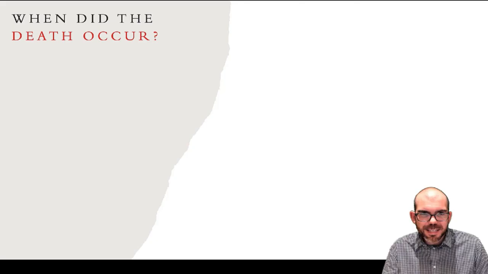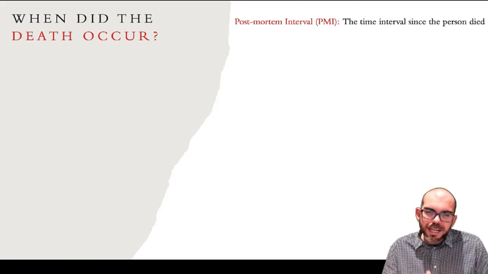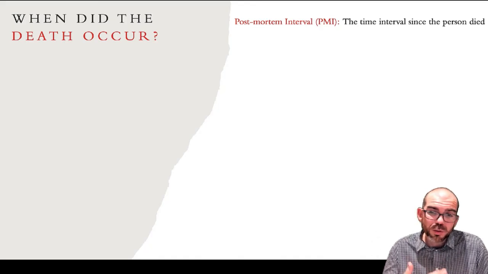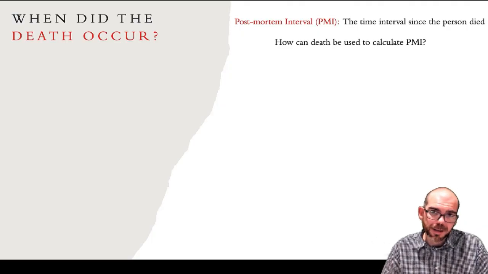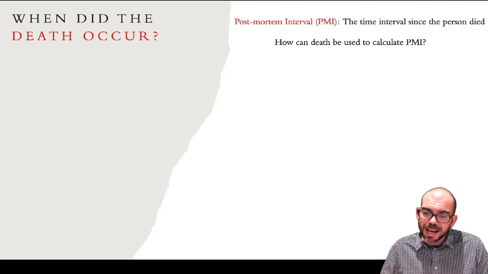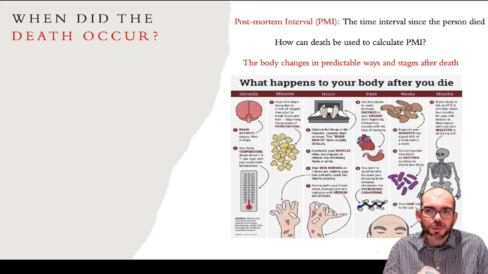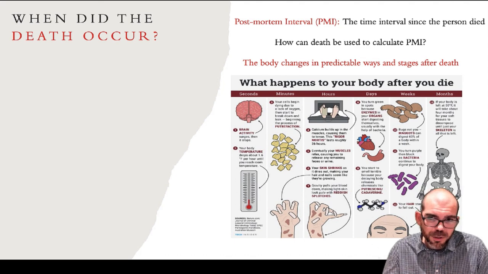To determine when a death occurred, we would need to calculate what's known as the post-mortem interval, or the PMI for short. That's the time interval since that individual died, or when you discovered it, up to the point when they died. To use death to calculate PMI, it turns out that the body changes in predictable ways and stages after death occurs, and this happens the same way for all individuals.